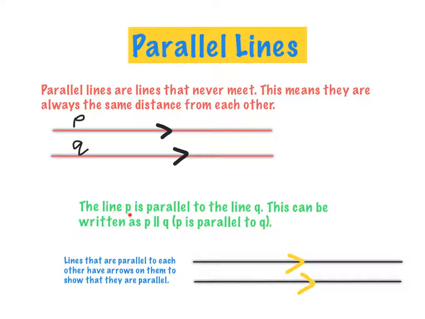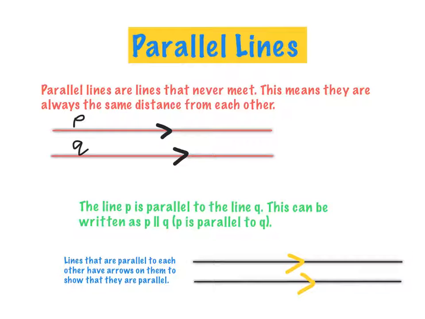So it says here, the line P is parallel to the line Q. And this can be written as P, parallel symbol, Q. If you ever see this symbol, that means parallel to. So it might be useful to take this bit down into your copy, and also this definition. Then it says here, lines that are parallel to each other have arrows on them to show they are parallel. So if you're ever doing a question and you see something like this, where there's two lines and two arrows, that means that the lines are parallel.